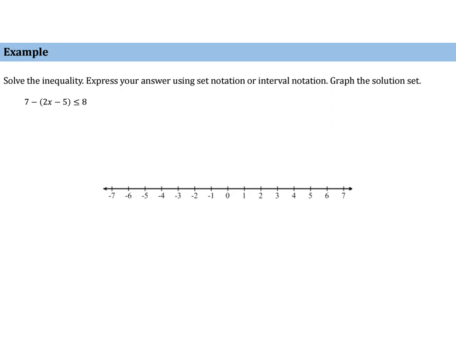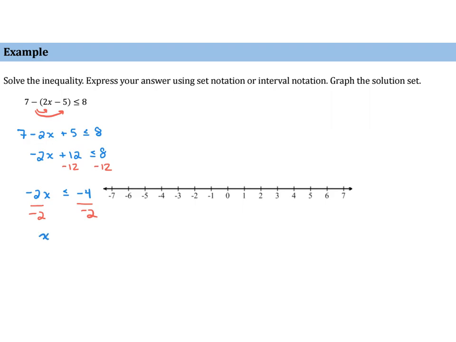So to solve an inequality like the one we face here, we do it much the same way that we would if we were to solve an equation. So we'll distribute the negative, simplifying both sides first. So we have 7 minus 2x plus 5 is less than or equal to 8. Now let's collect like terms on the left-hand side. We have negative 2x plus 12 is less than or equal to 8. Now we can subtract 12, and this gives us negative 2x is less than or equal to negative 4.